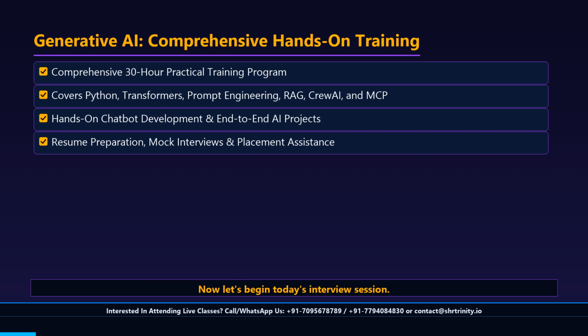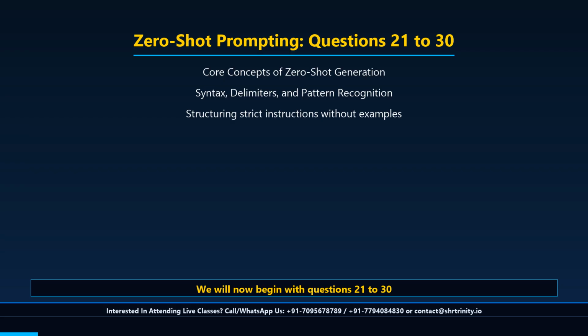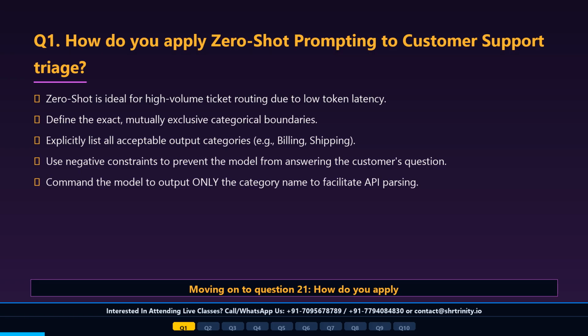Now let's begin today's interview session. We will now begin with questions 21 to 30 of our zero-shot prompting interview series. Moving on to question 21, how do you apply zero-shot prompting to customer support triage?